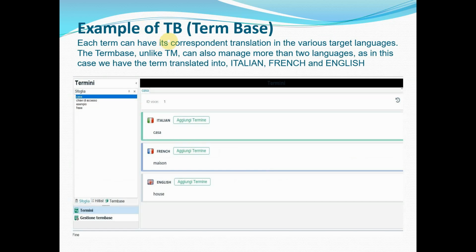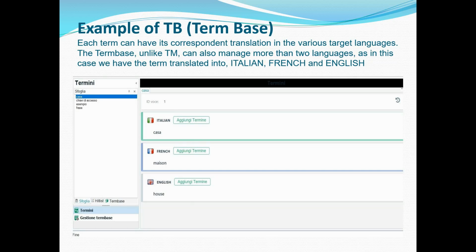This is an example of a term base. A term base can be made up of one word connected to its translated word, or it could be made up of more words, so it could be made up of phrases. Here we can read, each term can have its corresponding translation in the various target languages. The term base, unlike the TM, can also manage more than two languages, as in this case, where we have the term translated into Italian, French, and English.